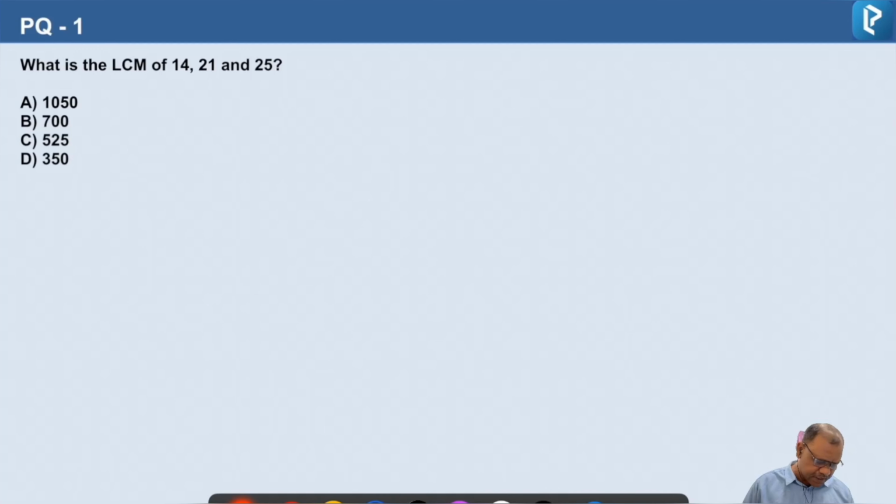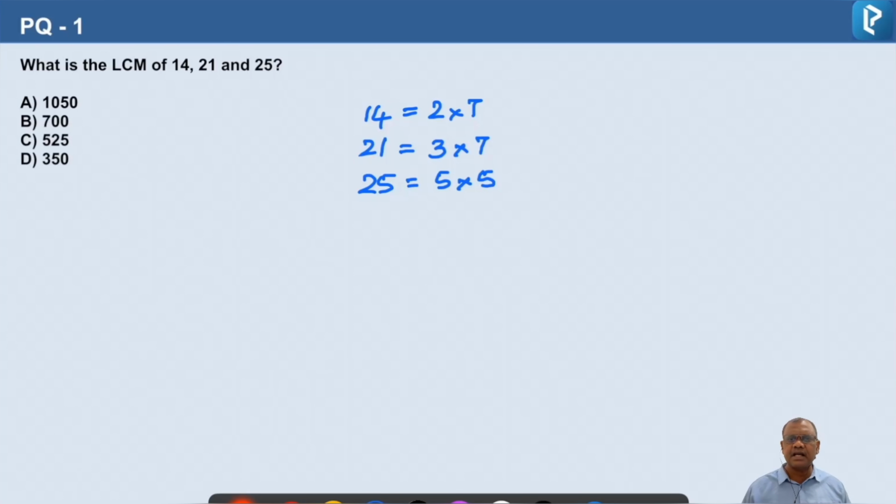14. So, what are the prime factors of 14? 2 and 7. Prime factorization is 2 into 7. Similarly, 21, 3 into 7. 25 is 5 into 5. So, that means the LCM must be divisible by 2, 3, 5 and 7. It should be divisible by all the numbers. So, then only that will be the LCM. So, now let us check all the numbers.